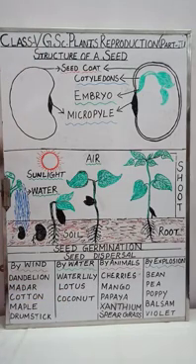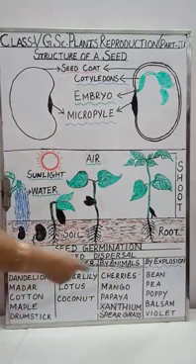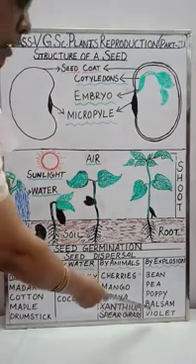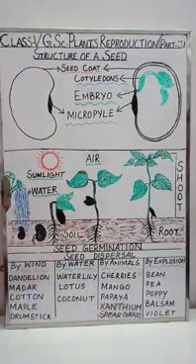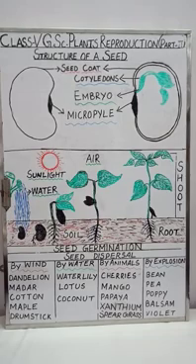Now, seed dispersal by explosion. Plants like bean, pea, poppy, balsam, violet have pods which burst or explode on ripening. The seeds pop out and get scattered in all directions to grow into new plants. This is all about seed dispersal.